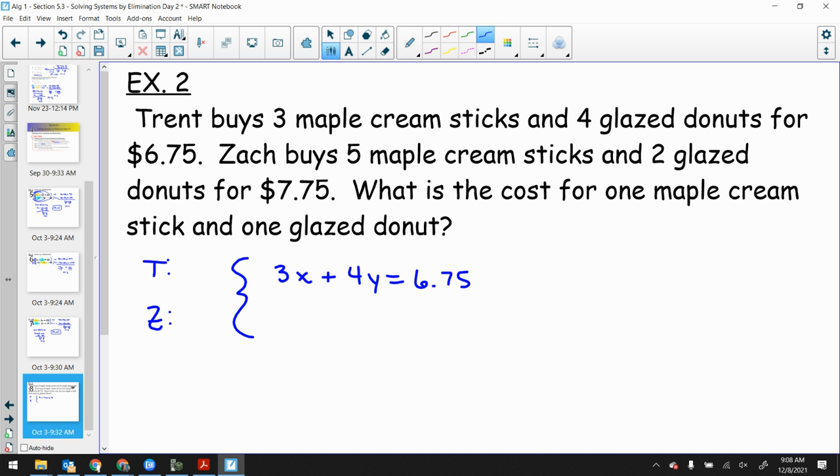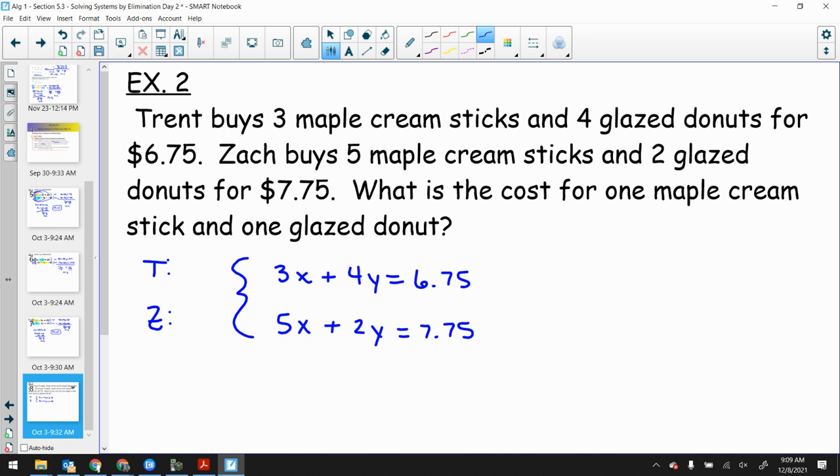So therefore, Zach's we set up pretty easily. Zach's is 5x + 2y = 775. We have the same number of carbs and calories, but Zach paid more for it. The cream sticks are kind of up there.